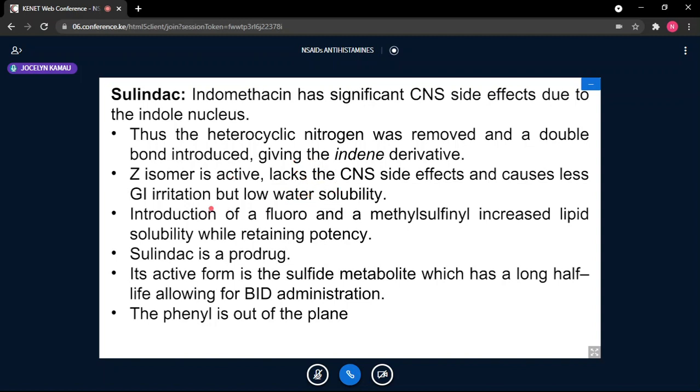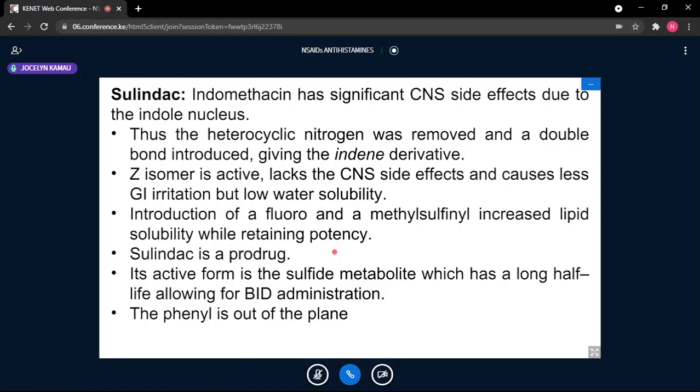So what did they do? They introduced a fluoro group. In place of the methoxy group at position 5, they put a fluoro group, and a methyl sulfonyl group in place of the chloro group on the benzoyl moiety, again still para to that position. This increased lipid solubility while still retaining activity. But of importance to note is that this drug has higher lipid solubility, so it will penetrate the membranes much better, but it is a prodrug.